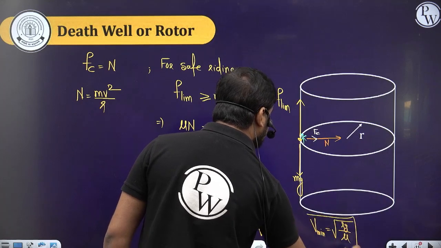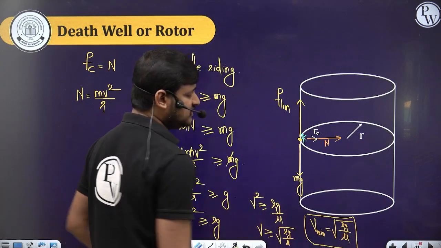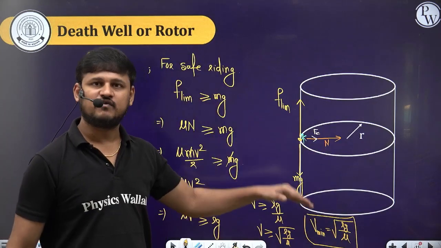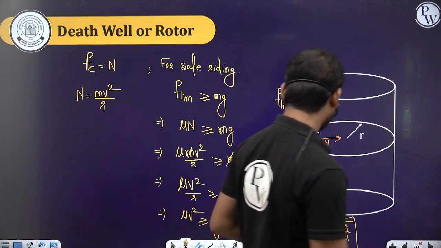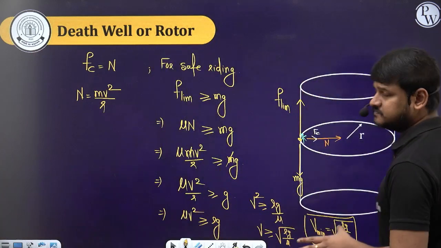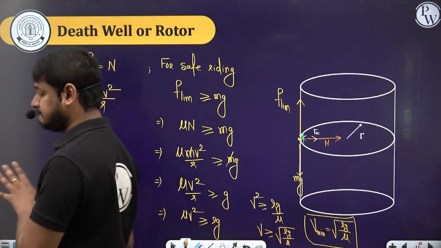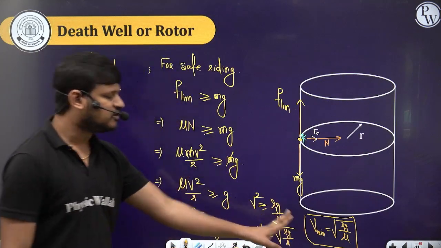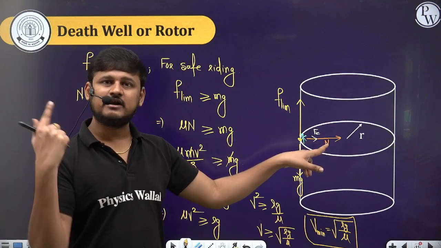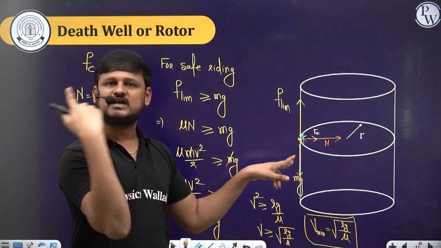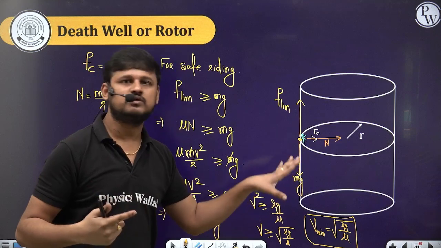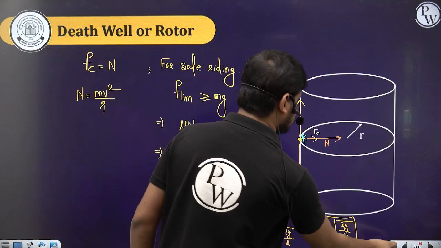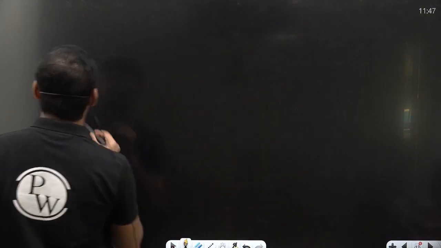So if he is not riding his bike with this speed, he will fall into the circle. Yes or no? He will fall into the cage, whatever it is. Understood, guys? Clear this part? We did not do anything special. The basic concept I applied, and we got the minimum speed on the horizontal circle he should move with so that he will not fall into the circle, right? Done.